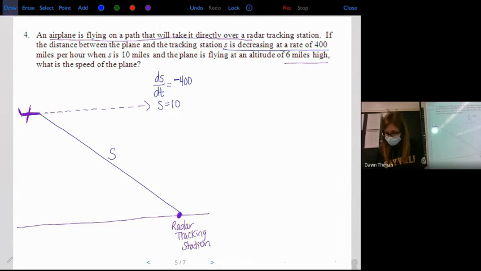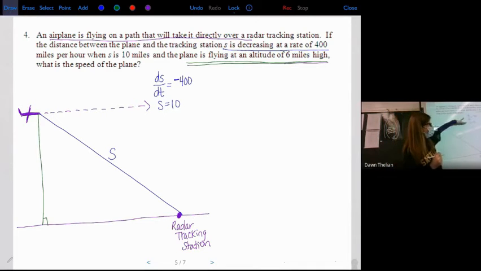Okay, when S is 10 miles and the plane is flying at an altitude of 6 miles high. So an altitude, that's a height. Now, if the plane is flying directly over the tracking station, is the altitude changing or is it constant? This time it's constant. Now, in certain situations, if they were talking about a takeoff or a landing, then maybe it's changing. But right now, 6 is a constant.